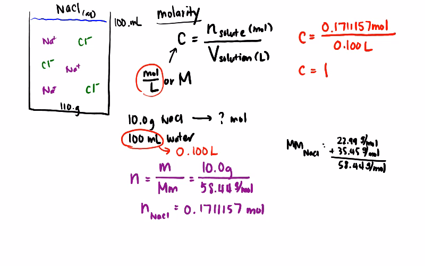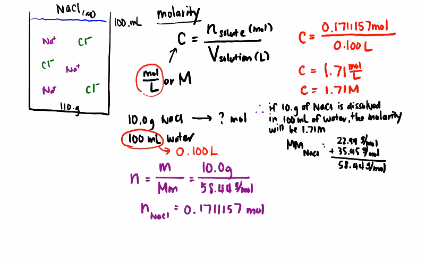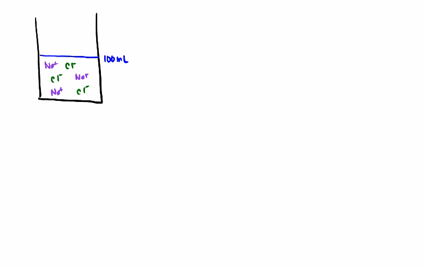If I carry through my calculation, I will get that the molarity is 1.71 moles per liter, or 1.71 molar. What does that mean? Therefore, if I dissolve 10 grams of sodium chloride in 100 mL of water, the molarity of the solution would be 1.71 moles per liter.